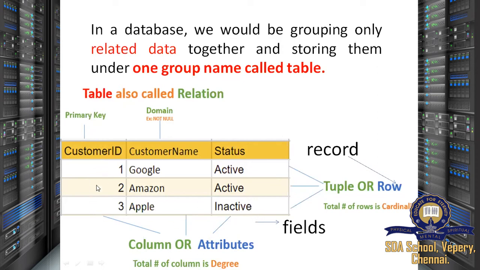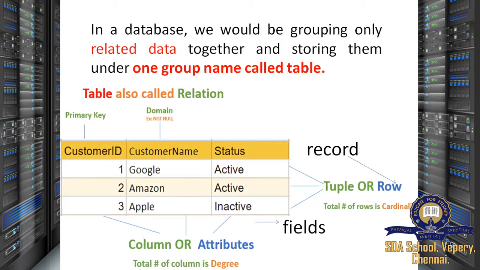What is column called in a table in DBMS? Column will be called as attributes. It has got one more name. We can call as field or fields. Every row in a table will be called as tuple or record.